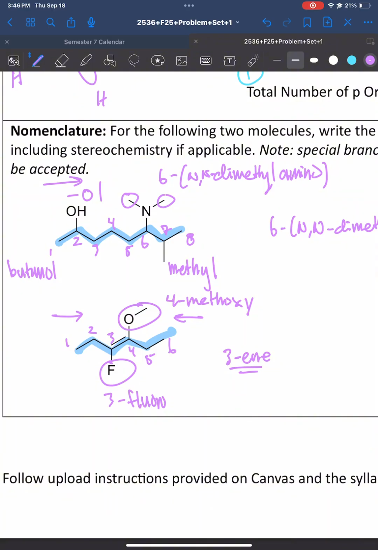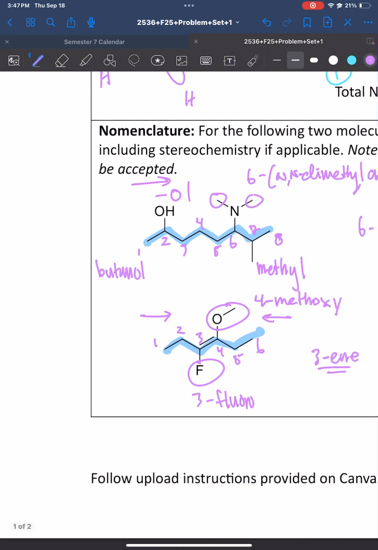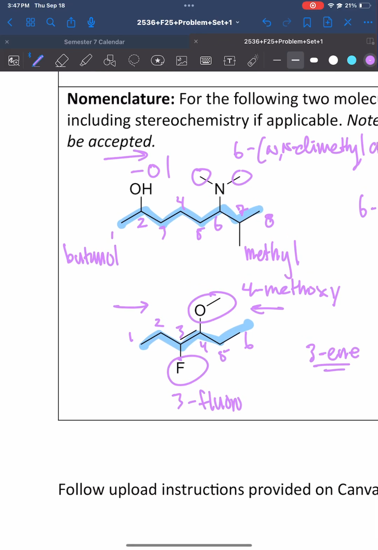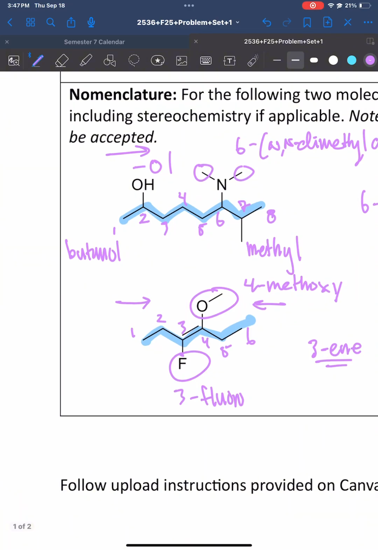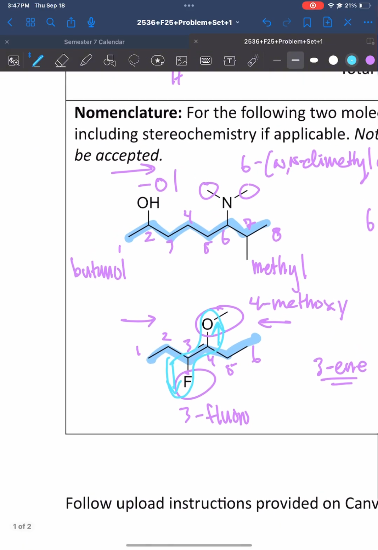Alright, and with double bonds, we must take into account that it can either be E or Z isomers of one another. So a little trick I like to say is we're going to look at the masses of the atoms that the double bond is attached to. In this case, the ones that are the heaviest are going to be fluorine and oxygen. So you can go ahead and highlight in this light blue. It's going to look like this. I'm going to draw off to the side.